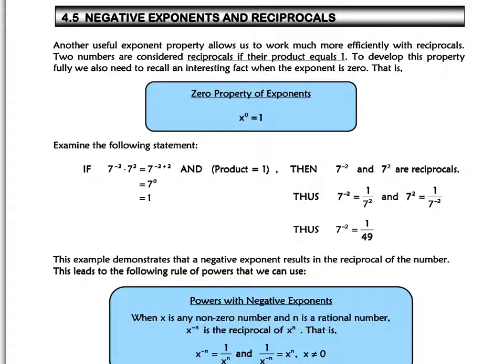Section 4.5 is on negative exponents and reciprocals. So first thing we're going to do is look at the zero property of exponents. And basically any base that's raised to the power of 0, the answer would be 1.